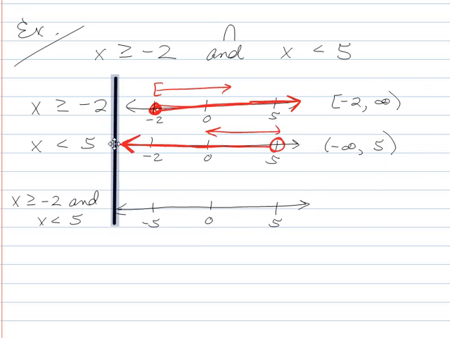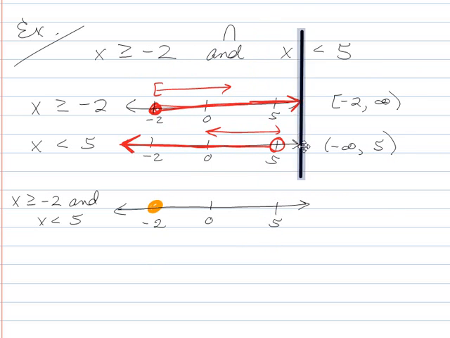So I'm looking from left to right. They don't both intersect here. One has it, but the other one doesn't, until I get to negative 2. At negative 2, they both have it. So it gets filled in. All right. Then, as I continue to go, they both have it, they both have it, up until 5.